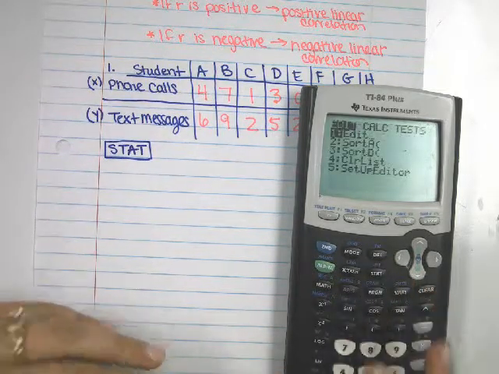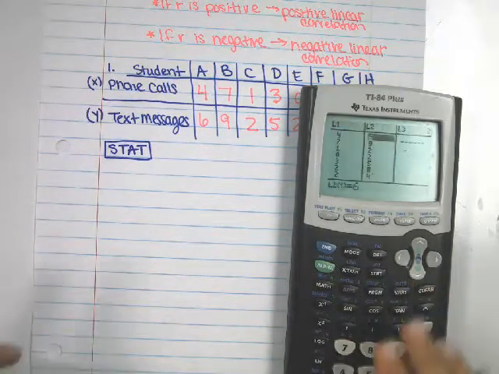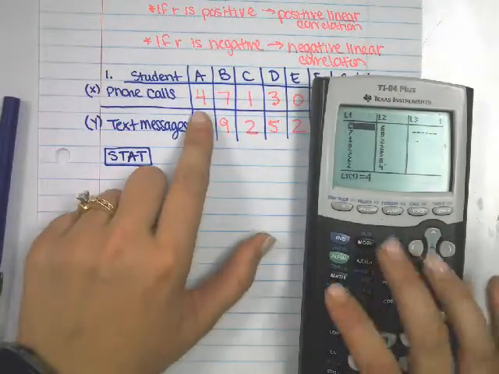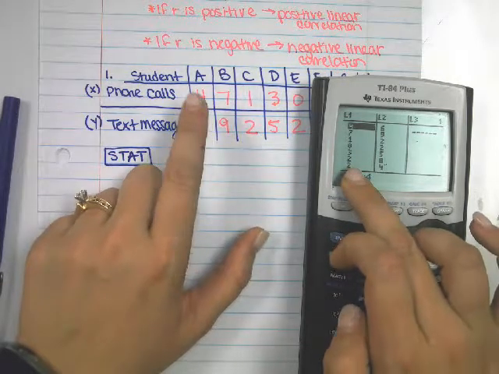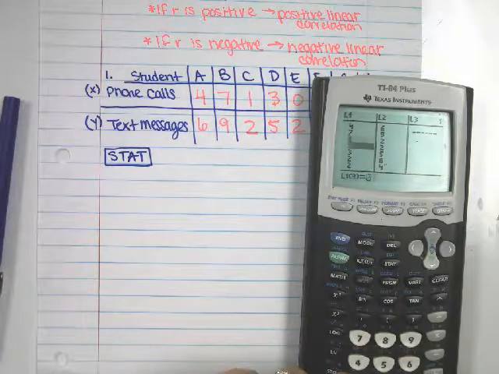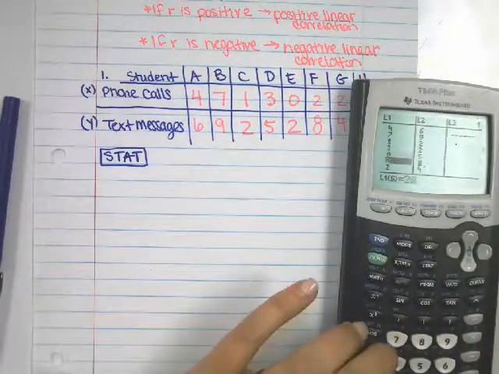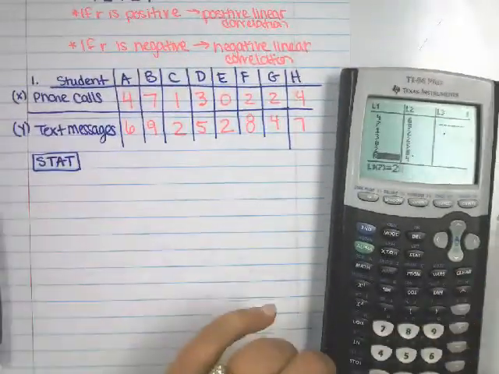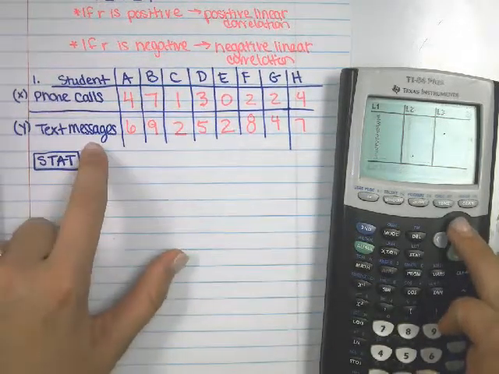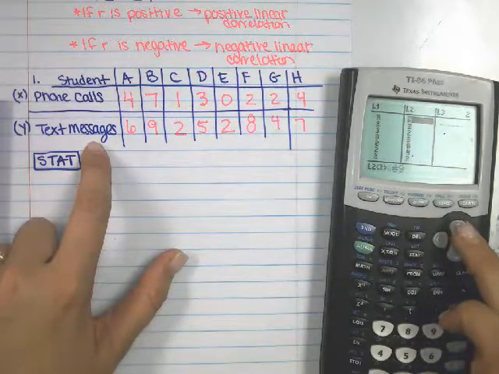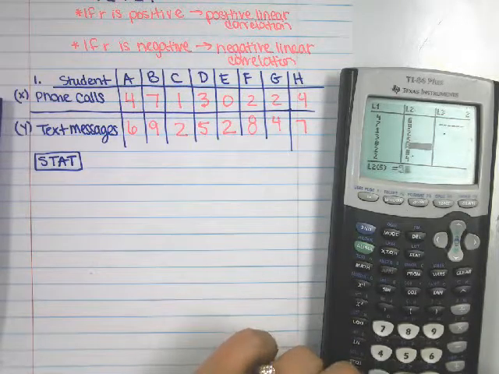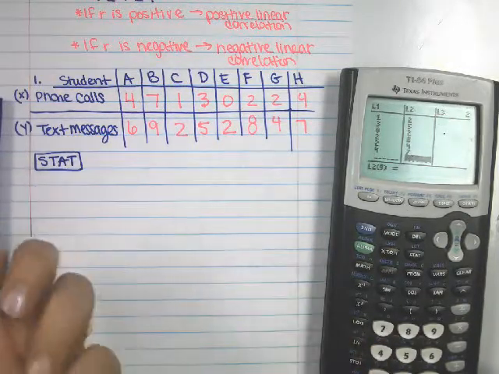Okay. So stat, edit, and I might have already put these in here. Okay, which I think I did. So what you're going to do is your X value, your first list, is going to be your phone calls. So I'll just type them in again. 4, 7, 1, 3, 0, 2, 2, 4. Okay, so there they are. Scroll over, you're going to type your Y values into your list too. Okay, 6, 9, 2, 5, 2, 8, 4, 7.